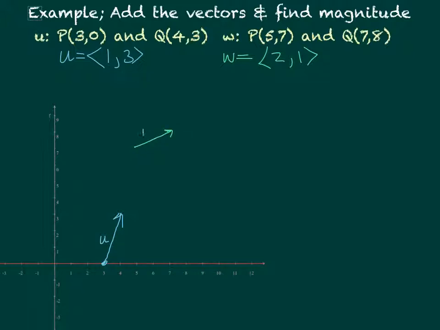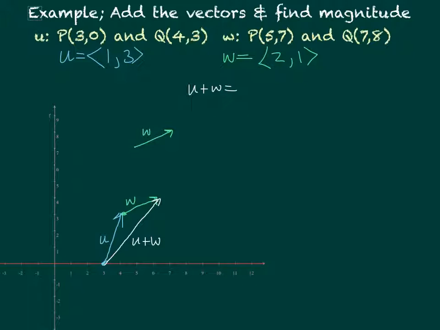We want to add u plus w. So we're going to translate w down and over so that it starts right there. So that makes it moved to right there. That's my w vector. And now I draw my resultant vector, u plus w. And now I can actually do the math.